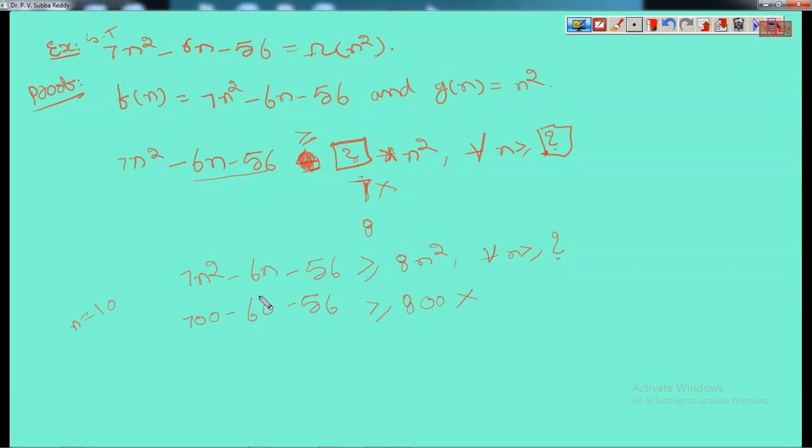Then what should we do? Now if you observe carefully, this inequality can be written as 7n square minus 6n minus 56 should be greater than or equal to 7n square plus n square, or this can be written as plus minus 6n minus 56. Now if you know that this value is greater than or equal to n square, because this 7n square, 7n square both are same, then always this entire value will be more than this value. That means what?